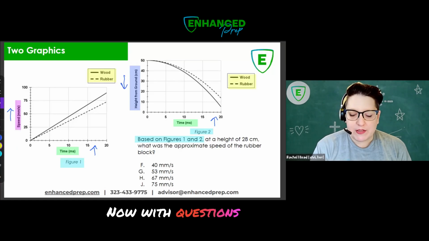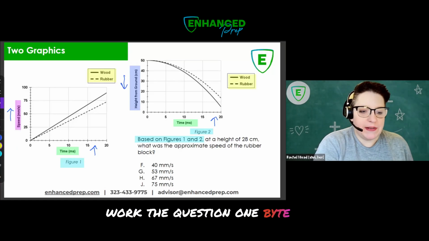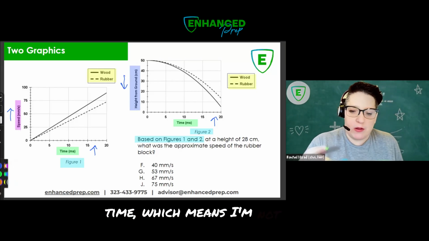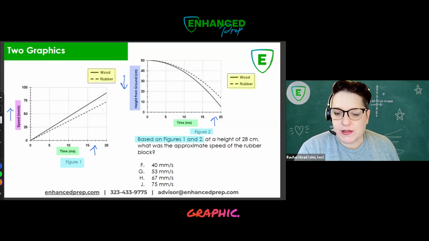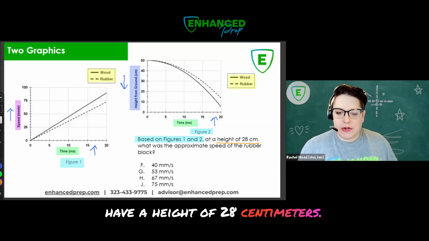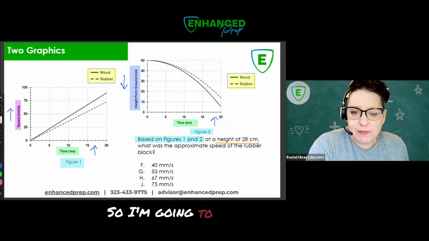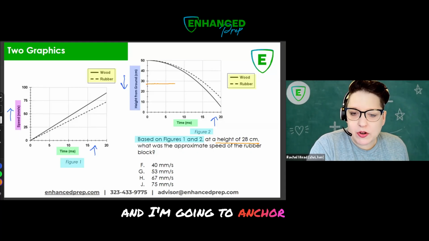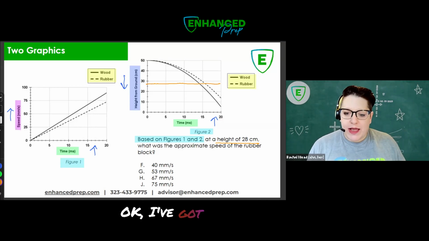Now, with questions like this, it is vital that you come through and work the question one bite at a time, which means I'm not going to read the full question before I start marking things in my graphic. In this case, it's telling me I have a height of 28 centimeters. I've already identified where my height is. So I'm going to come over here and I'm going to anchor 28 centimeters as my height onto my graphic. Okay, I've got that part done.